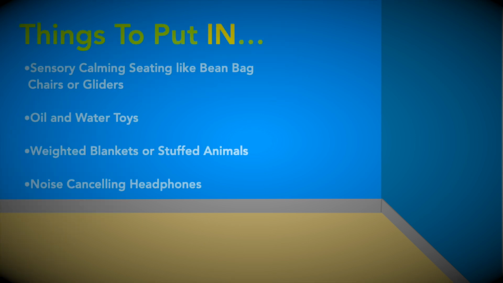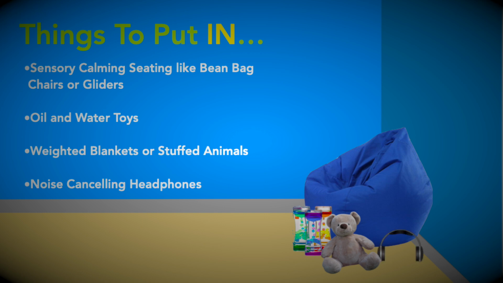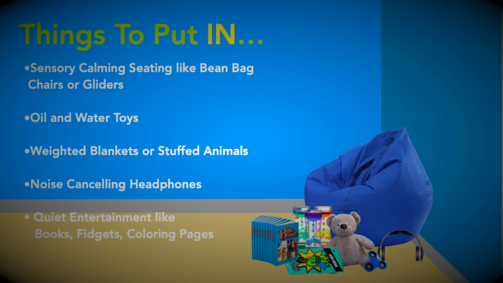Then next, you'll want to think about what you want to put in the corner. Sensory calming items such as beanbag chairs, oil and water toys, weighted blankets or stuffed animals, and noise-canceling headphones are great choices. Be sure to learn more about weighted items before use so you can provide them safely. And providing some quiet entertainment such as fidgets, books, or coloring pages can also be helpful.